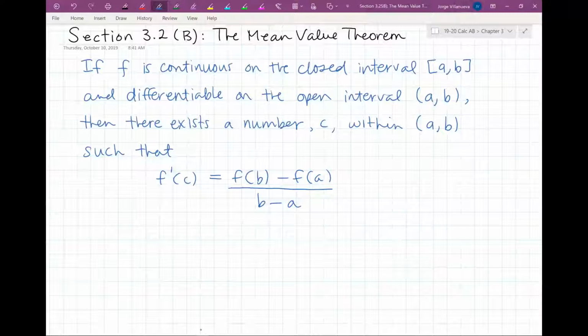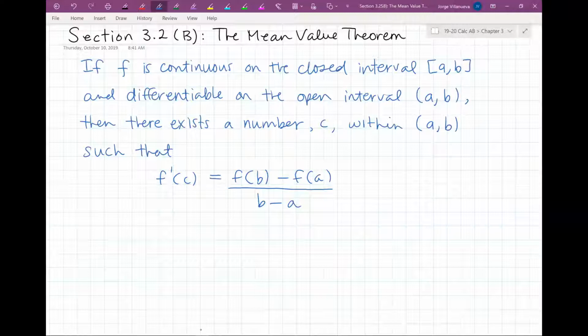So this theorem says if it's continuous on the closed and differentiable on the open, then there exists a number c. Notice they don't mention anything like Rolle's theorem where it says f of a has to equal f of b. They don't say that. They just say if it's continuous and differentiable, then there exists a number c such that f prime of c equals f of b minus f of a over b minus a.